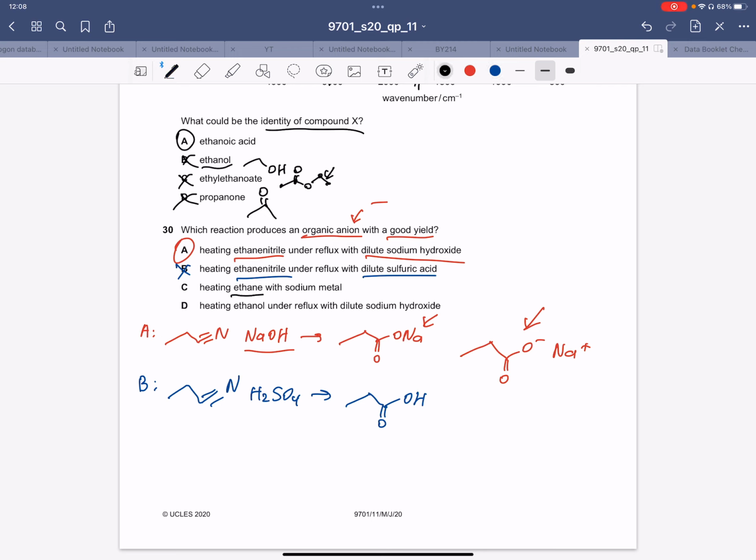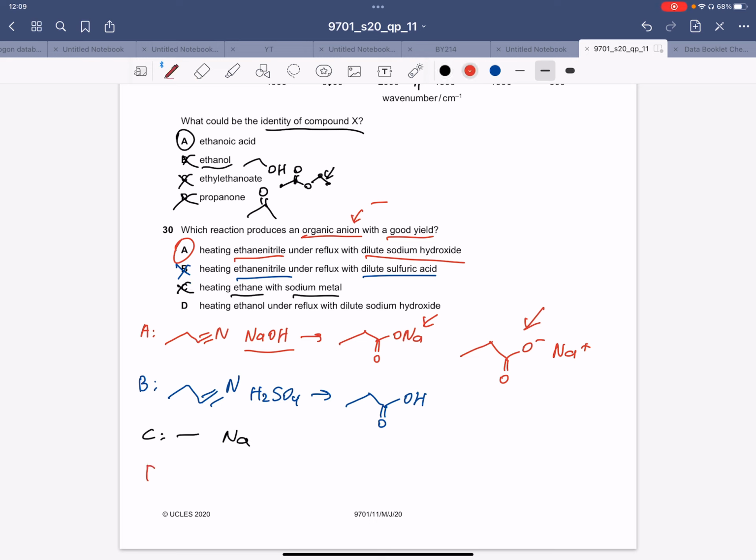Answer C, heating ethane with sodium metal. That just means you're heating this. That kind of looks weird, but C2H6 with sodium metal, which is Na. No reaction is going to occur for this one because there's really nothing for the sodium metal to react with. Sodium metal only really reacts with an alcohol group. So it would react with like this or this, but it won't react with any of these. So there's going to be no reaction for this one, and we can rule out answer choice C.